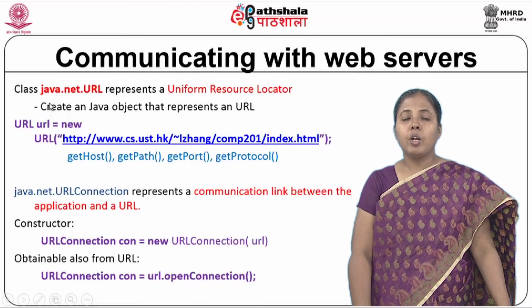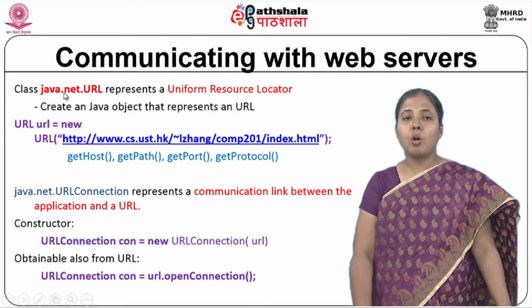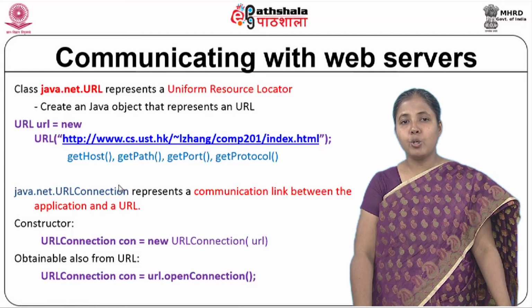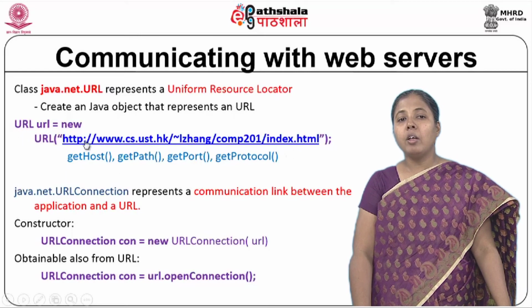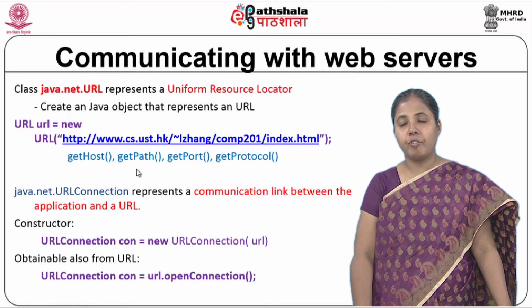So, here we now need to know more clearly about the URL class. The class java.net.URL represents a Uniform Resource Locator, and that would create a Java object that represents a URL. We know that we use the constructor of the URL class to create an object of the URL class. So, you specify the specification of the URL, and you get a URL object. Some of the methods that you will use with the URL objects are getHost, getProtocol, getPath, getPort, and getRef.